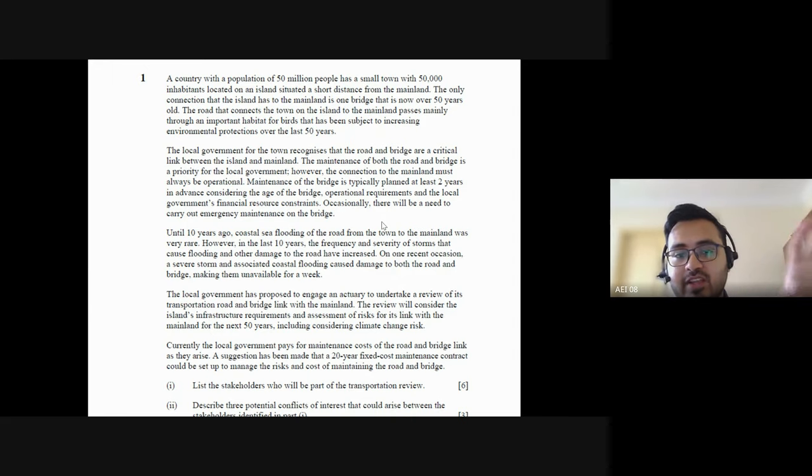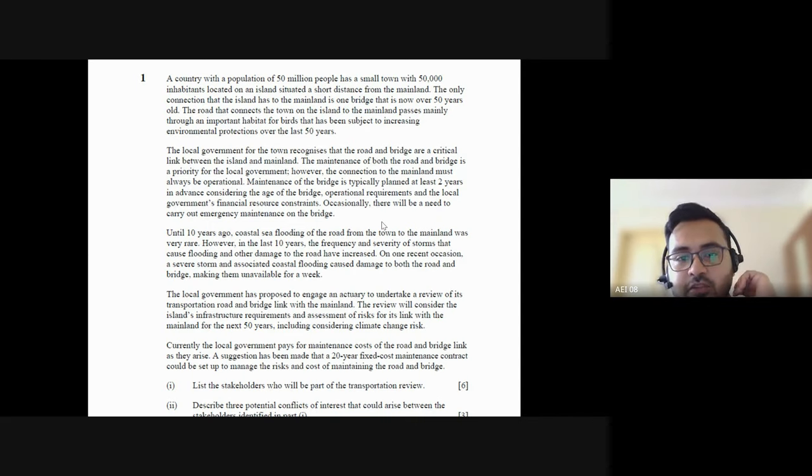Just ensure that you're noting it down. It's a priority for the local government, may not necessarily be a priority for the main government of the mainland. But to the island, it's a priority. They have to ensure that this road is always connected, because the moment it's shut down, every supply, everything will get choked for this particular island. So for the island, it's the number one priority, maybe, to ensure that this road connectivity is always active. And that's where conflict of interest is going to start popping up. Next, it says, however, the connection to the mainland must always be operational.